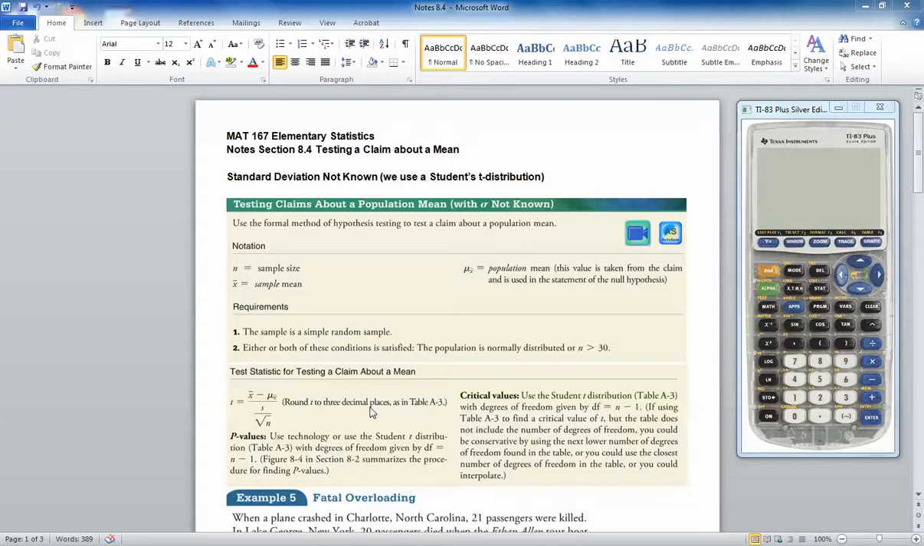The test statistic is a t. This formula right here will be calculated by your calculator, and your test statistic will be given, so you won't have to actually calculate that statistic, but we could based on the values that we have. We would have the mean, the population mean, sample standard deviation, and square root of n. Again, we're going to use p-values because we're going to use technology.